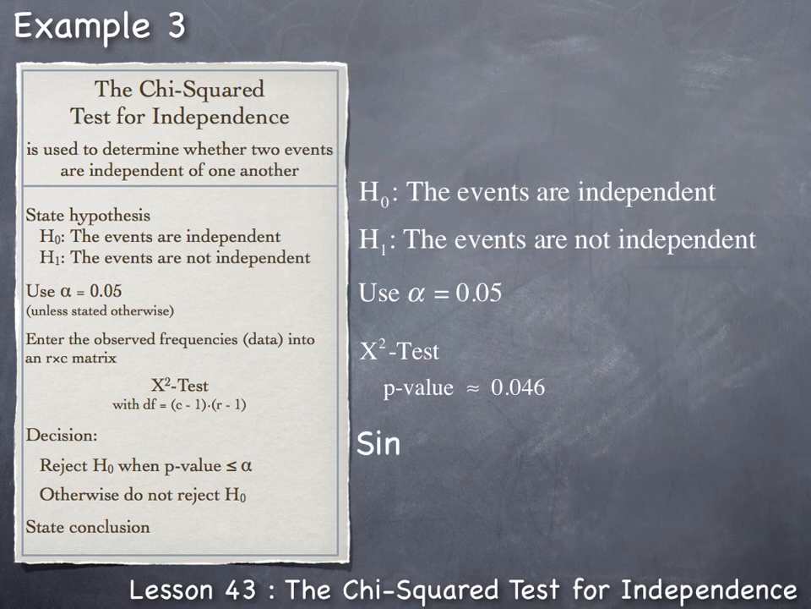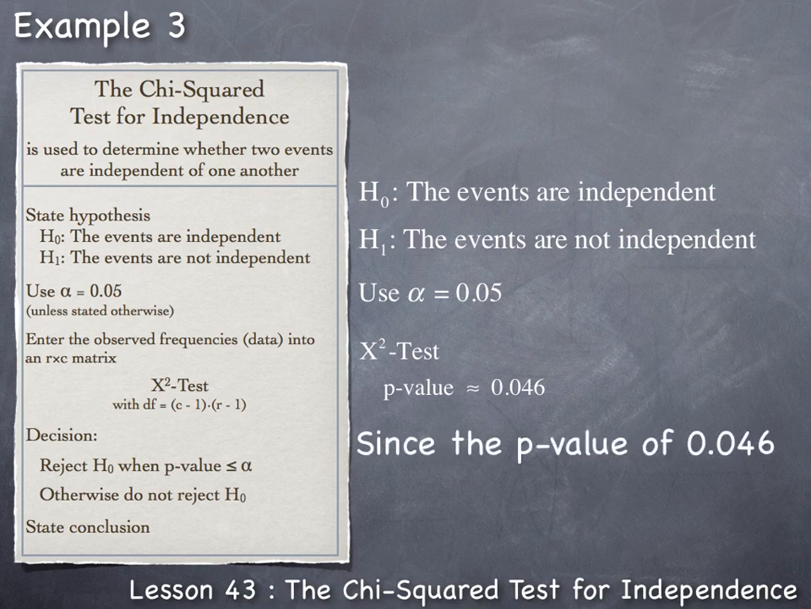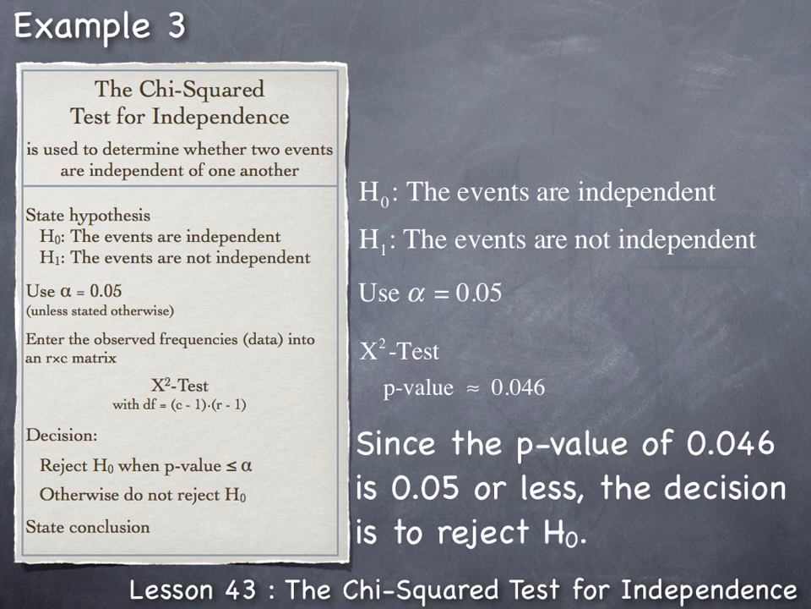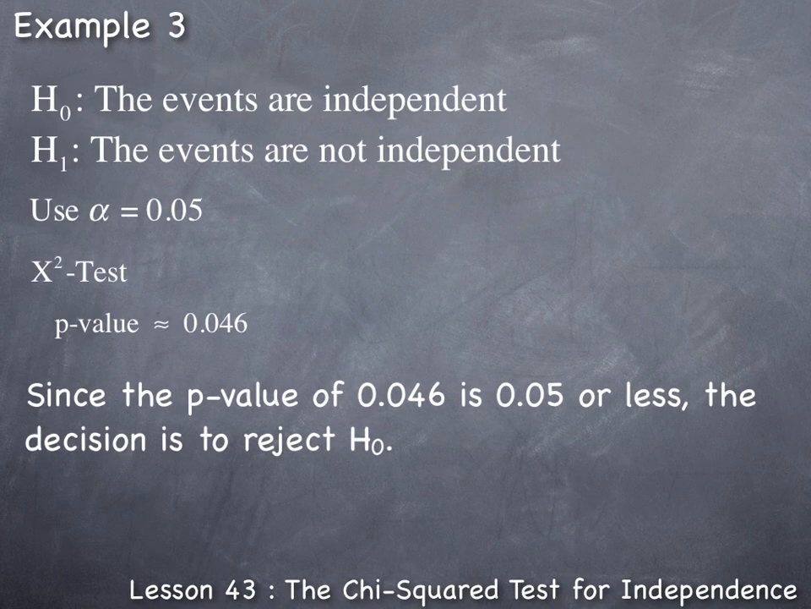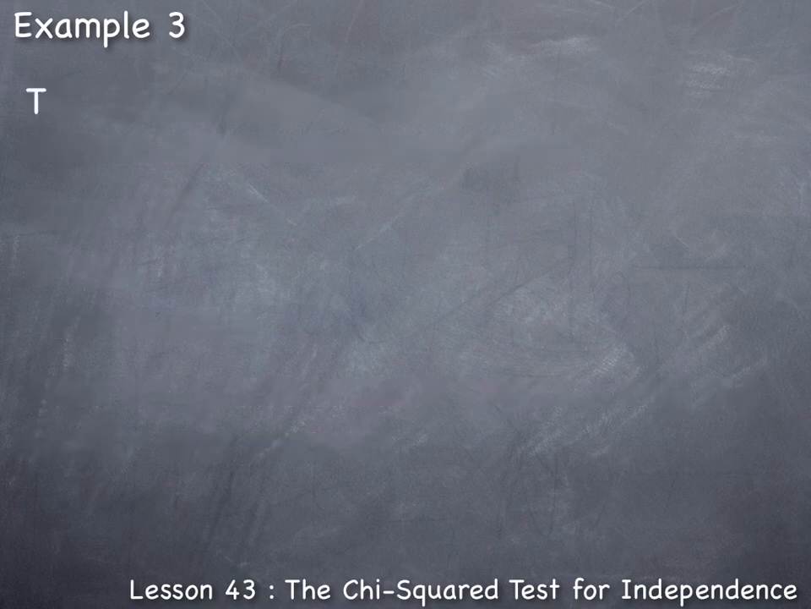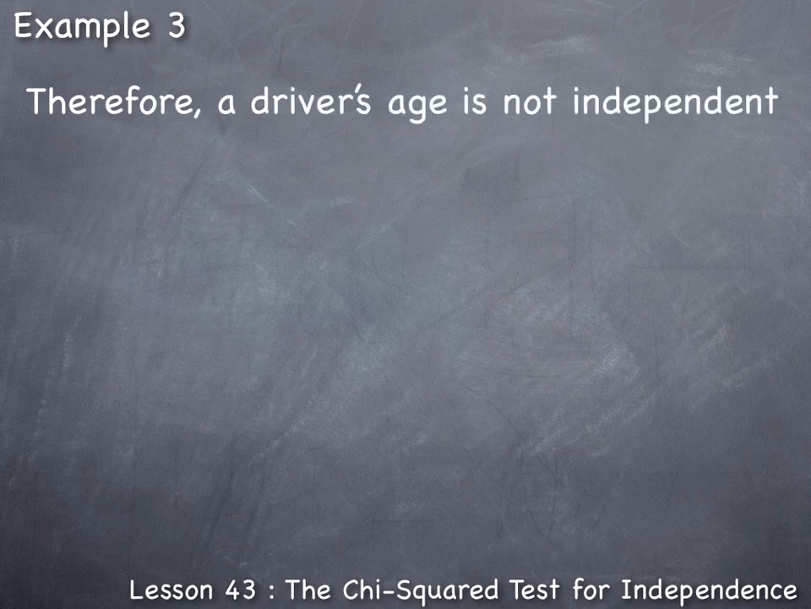So therefore, since the p-value of 0.046 is 0.05 or less, the decision is to reject H0. And when we reject H0, we have evidence indicating that H0 is not valid. Thus, the alternative, H1, is the one that is considered to be valid. So in this case, the evidence supports the idea that the events are not independent. So, based on the results of our chi-square test for independence, we could reach the following conclusion. Therefore, a driver's age is not independent of their seatbelt usage.